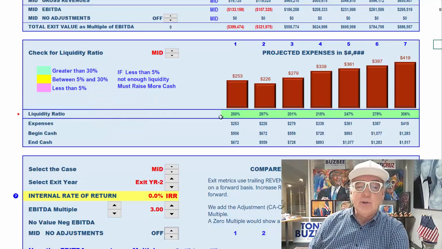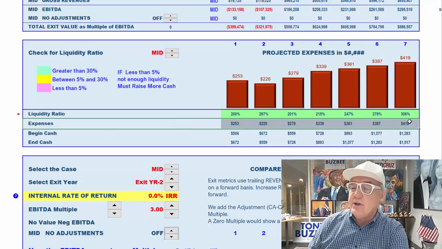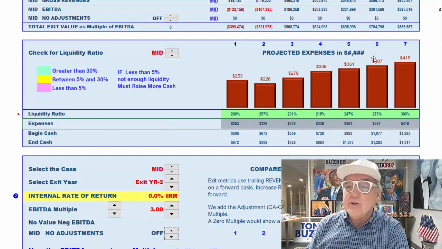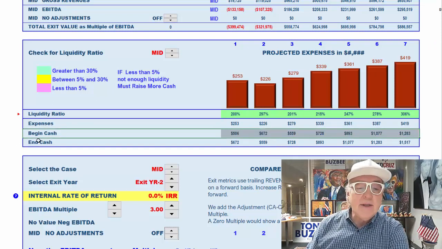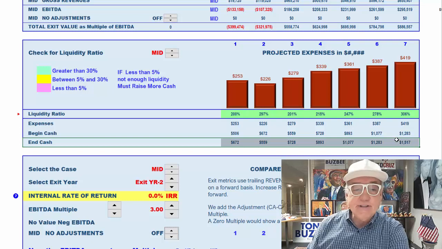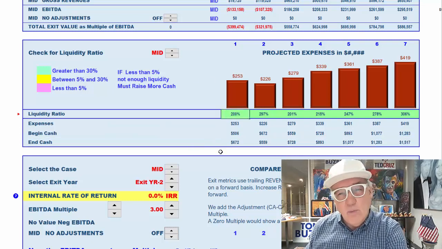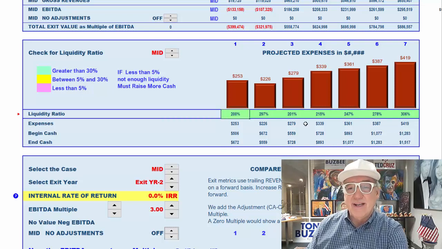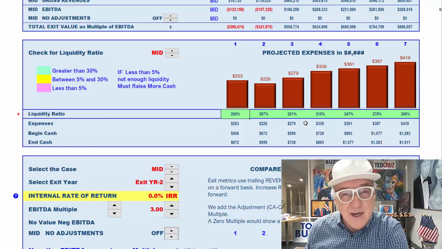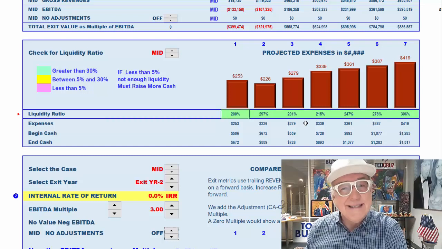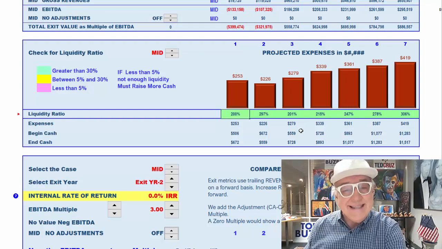So this little tool here shows you what the expenses are going to be for the year in the thousands, okay, because we got that up here. This is the beginning cash, and this is the ending cash. So, in this case, we've got 200% of what we think we need. And actually, thereafter, it's always over 200%. That tells me we could cut back on some of the investment and make a better deal for ourselves. So let's go try that and see what happens.